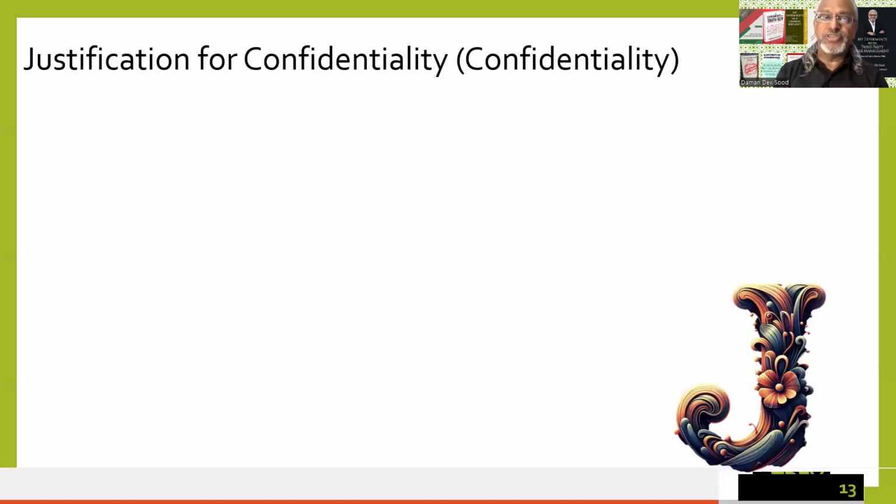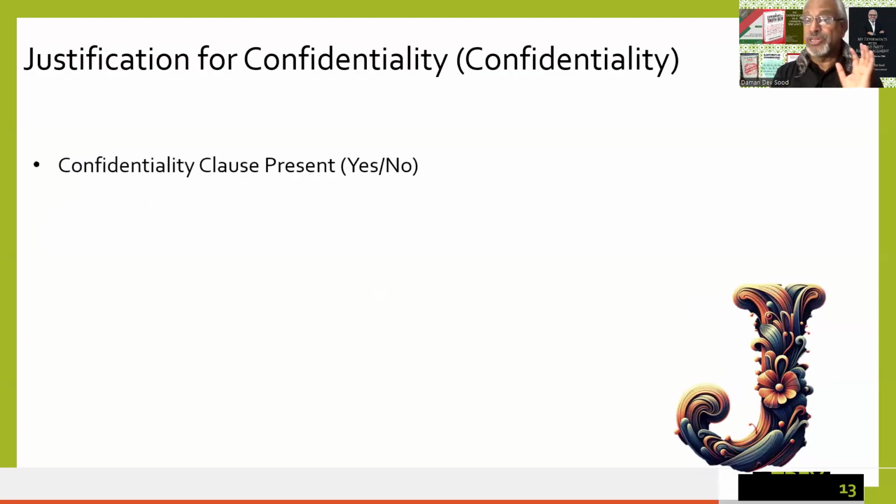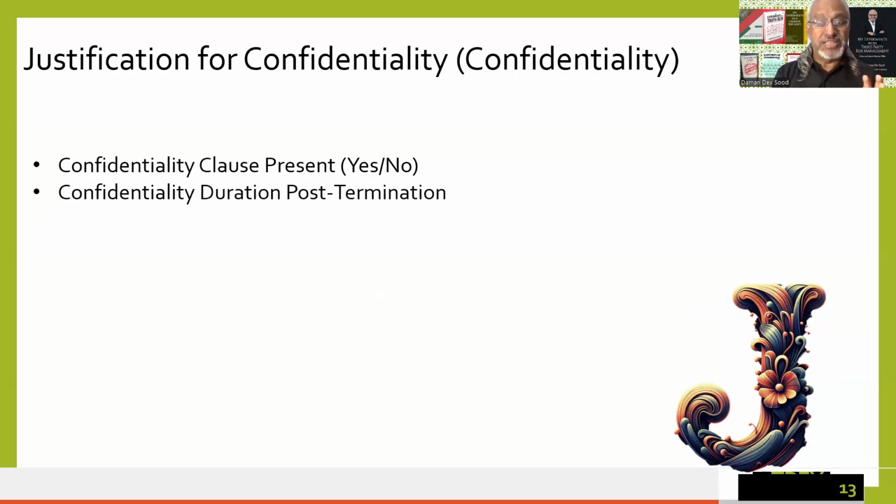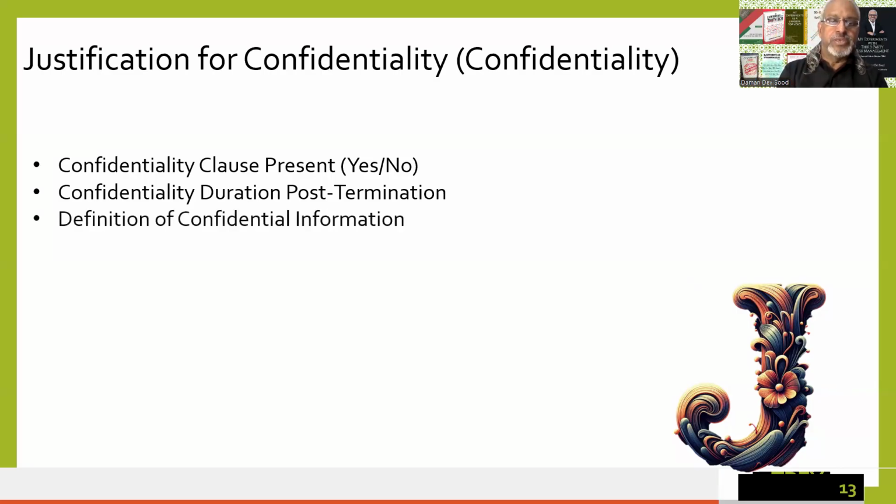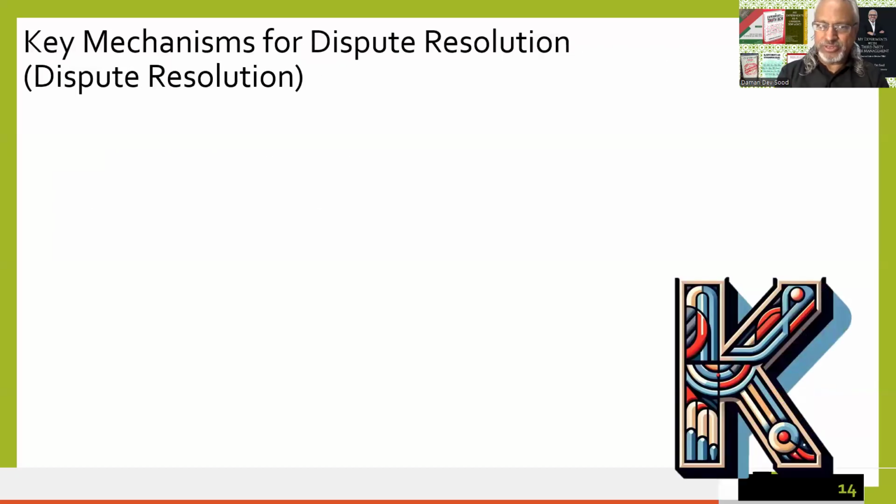J is for justification of confidentiality. So have you included a confidentiality clause in your contract? Confidentiality duration post termination, whether this is natural termination, natural exit, or abnormal exit, what will be the duration of this confidentiality agreement? Definition of confidential information. What is confidential?